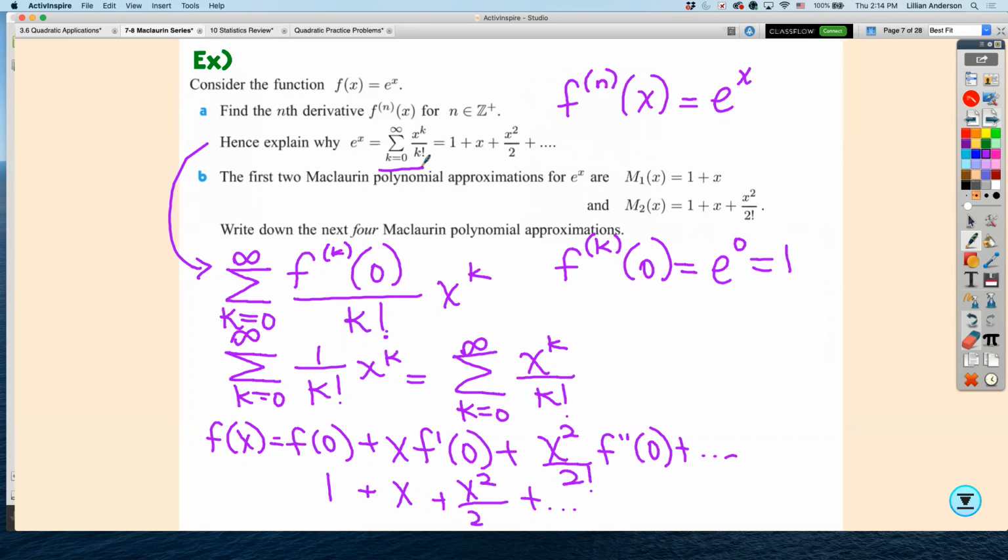We already know that the f primes of 0 are going to equal what value? 1, because it's e to the x. The derivative of e to the x is e to the x. When you plug in 0, you're going to get 1 every time. We just have to continue to increase until we get the next 4. So we're actually going all the way up to m sub 6.